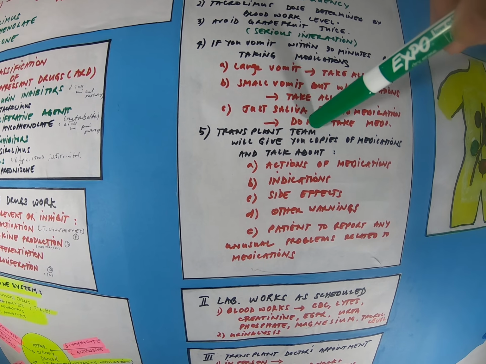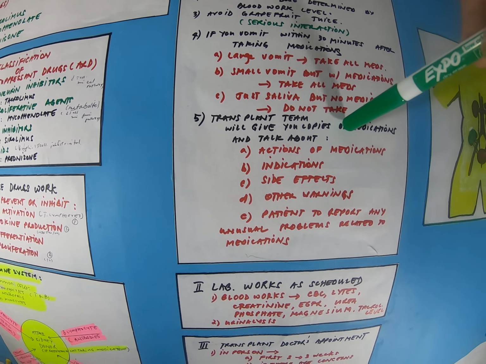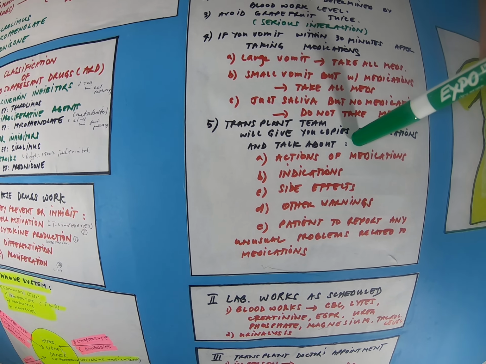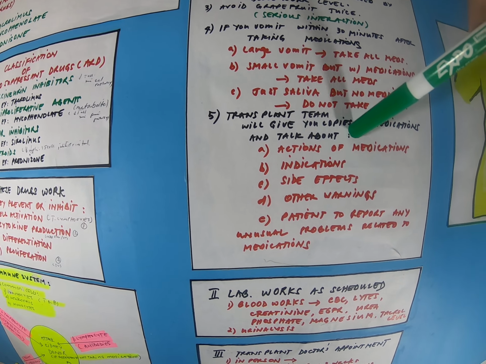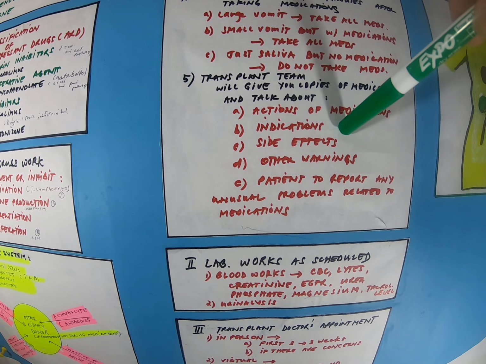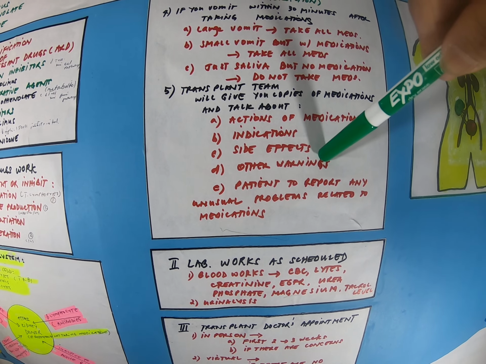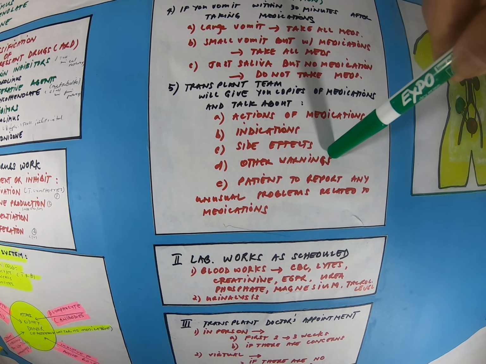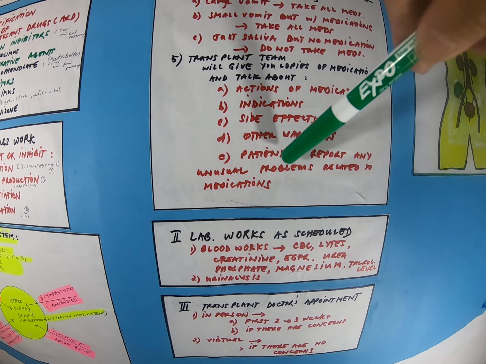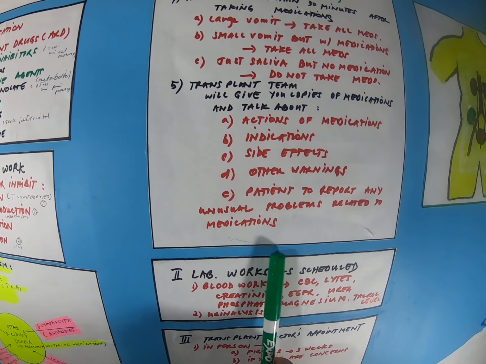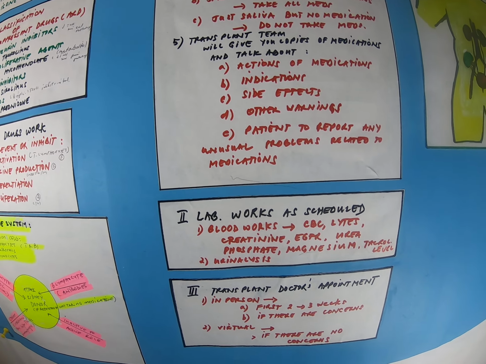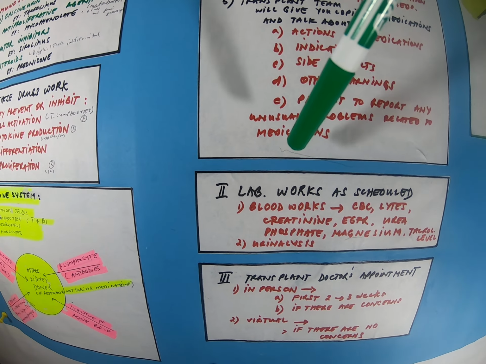The transplant team will give you copies of medications and talk about them at your own level of understanding and at your own pace. They will talk about the actions of your medications, the indications, the side effects, and other warnings. They emphasize that the patient has to report any unusual problems related to the medications. That's very important.